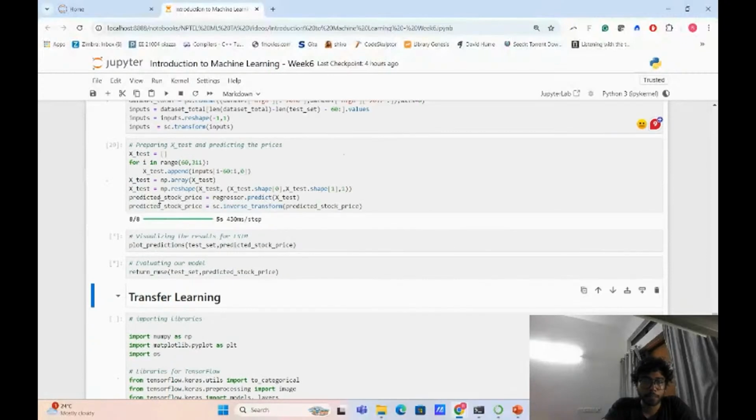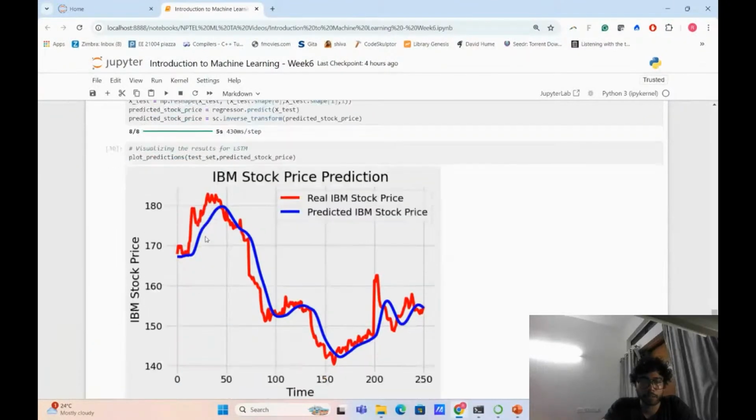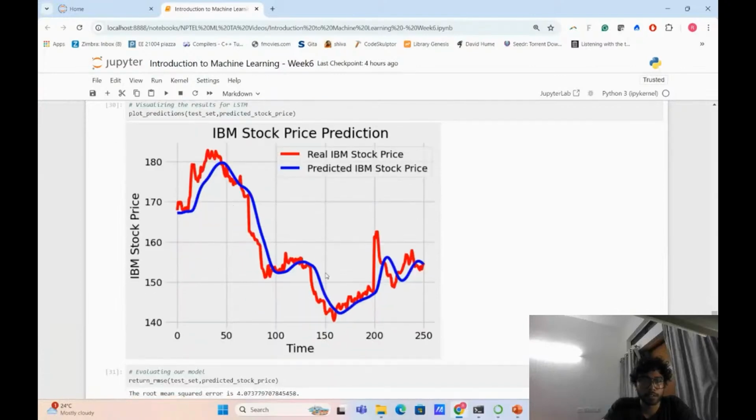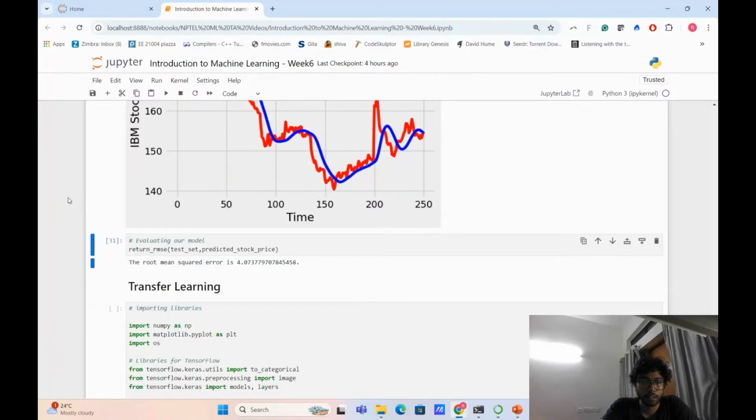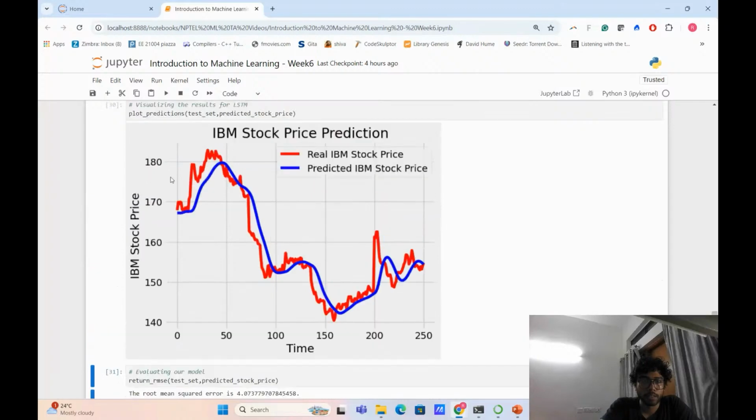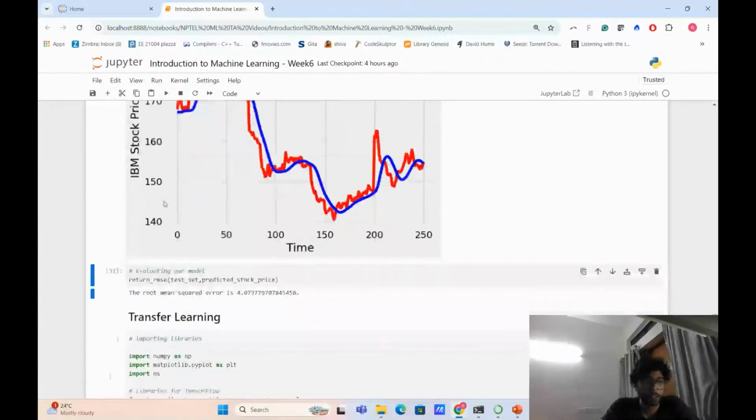But to get the performance data, we just plot the real price with our predicted price. So if you see, in red is the real stock price, whereas in blue we have plotted our prediction that is given by our RNN model, right? So yeah, I guess this is it. And again, we calculate the root mean square error, which is 4%, right? And that's it. So I think we'll end here with RNN.